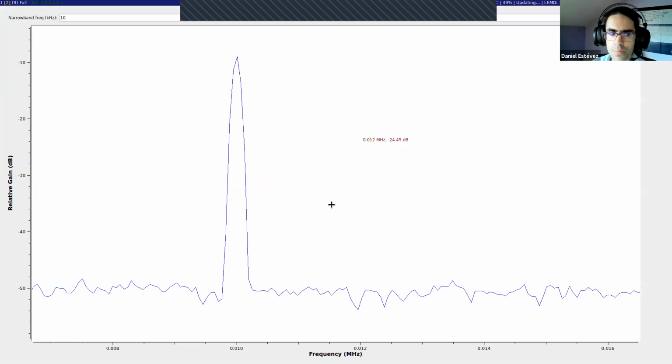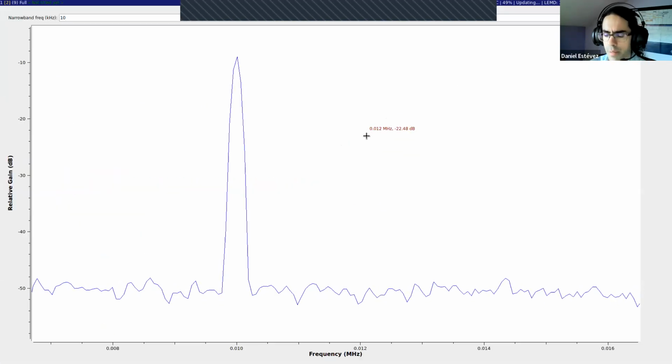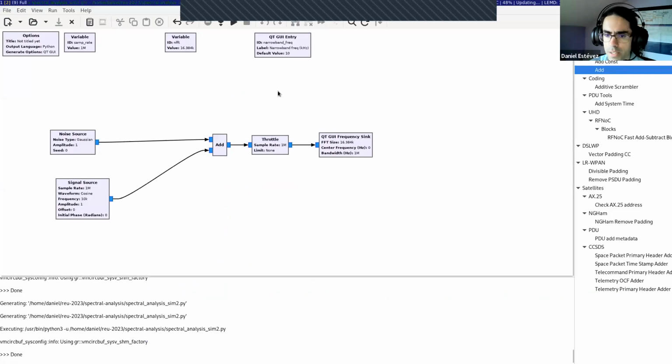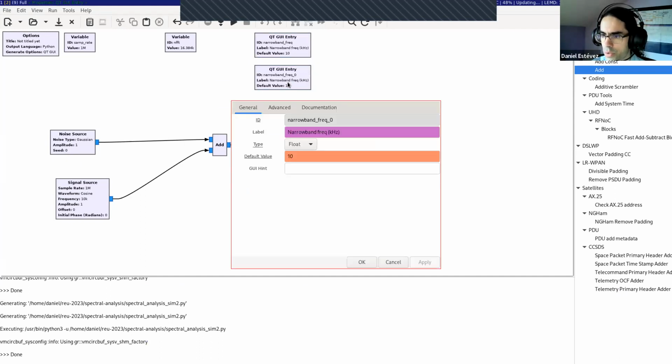Okay, so let me see. Yes, what I want to do is add here an entry field, and this is going to be the narrowband power.